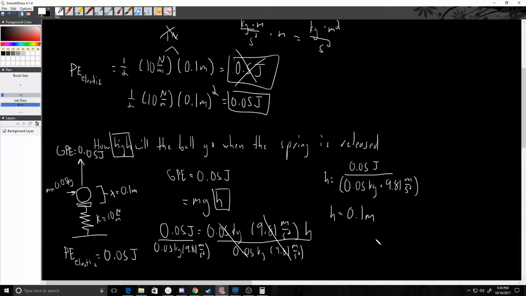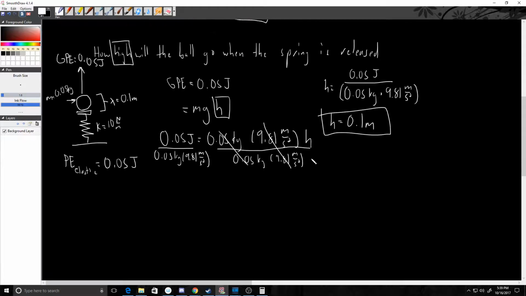or 10 centimeters, 100 millimeters, anything like that. That's actually probably not bad. That's still maybe a little bit too high for use in a pinball machine, where the difference between the top and the bottom part probably isn't 0.1 meters, but it's not a horrible number. It's not too far off the base. So energy changes form from one to another.